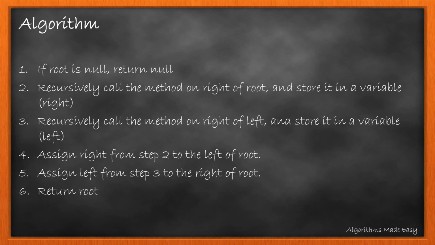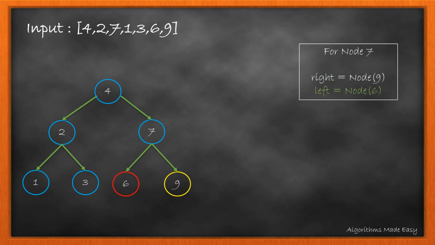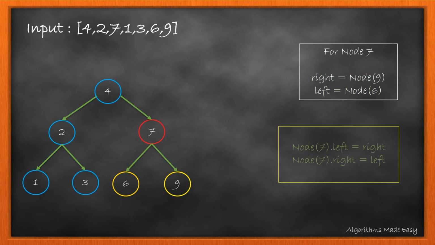Let's see it with an example. We will start with our root node. We will traverse to the right of the root till we reach the rightmost leaf node. As we have reached the rightmost leaf node, we will store it in a variable right. Now we go to the left node and store it in left. As now we have the left and right for node 7, we will swap them. So the calculated right becomes the new left and the calculated left becomes the new right for the node 7. The new subtree looks like this.